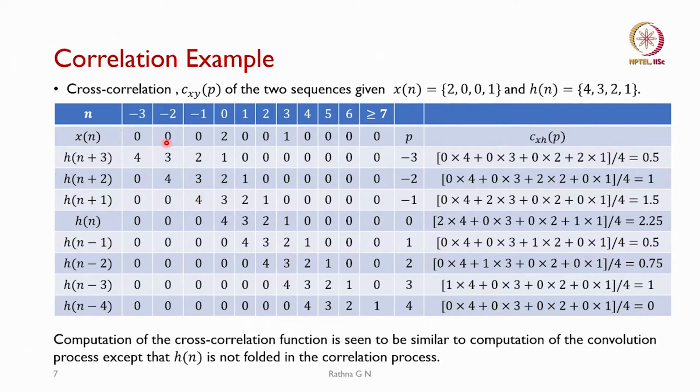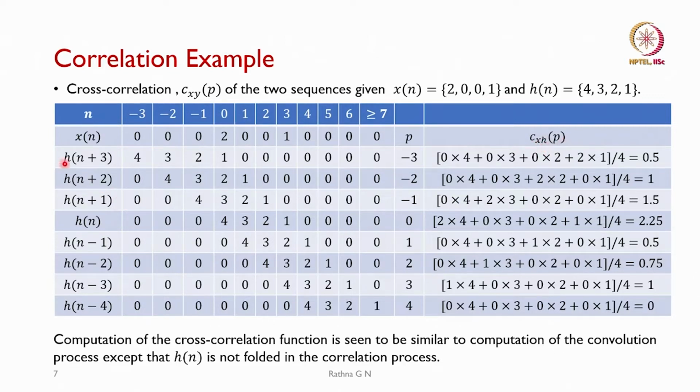So, x of n we are going to write like this. We know that in the negative region it is 0, and if nothing is mentioned, we assume it starts from 0. Sometimes if you want to say that it is starting from the negative side, you may mark with an upward arrow here, stating that this is our 0th location. So, it is 2001 and elsewhere it is 0. And then we will be computing our correlation equation, that is Cxh, the cross correlation with respect to p.